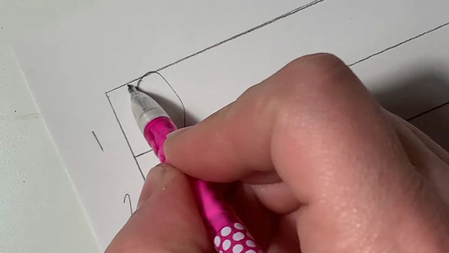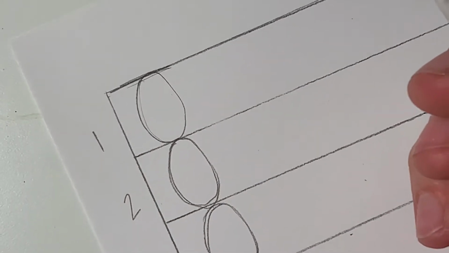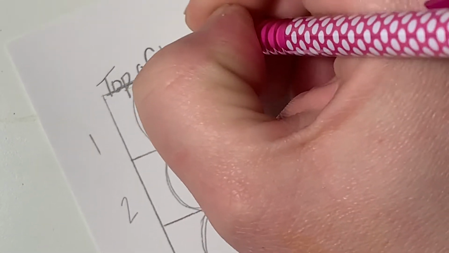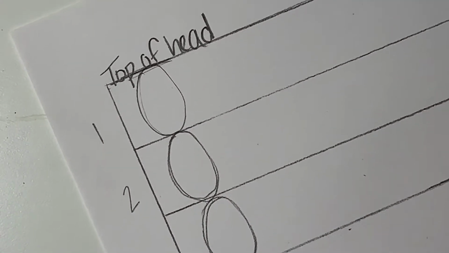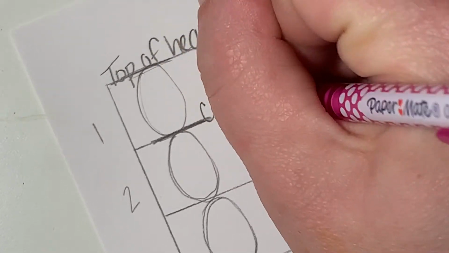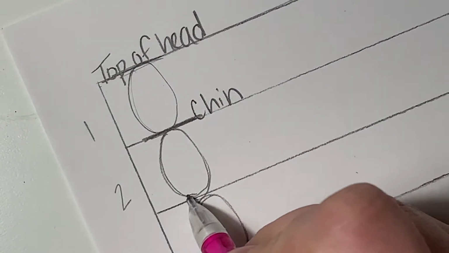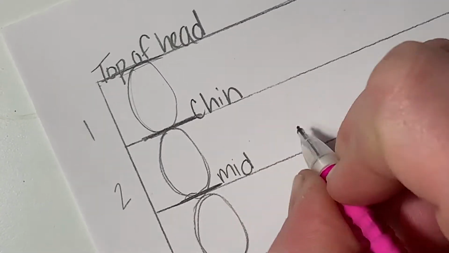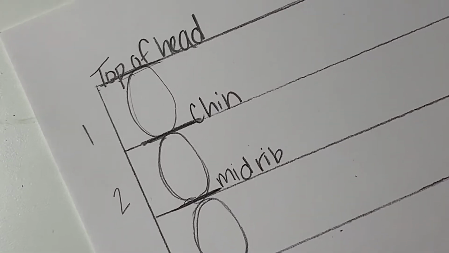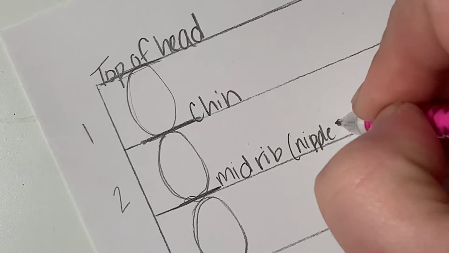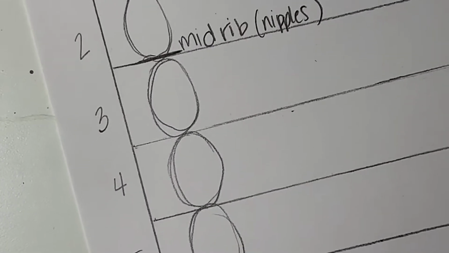So after you have your paper set up, let's go ahead and put down some labels for our proportions here. Up at the top, we of course have the very top of the head. Right on that second line there would be the chin. Then, following the chin, we have your mid-rib. This is also roughly where nipples would fall, so you can put that in parentheses.